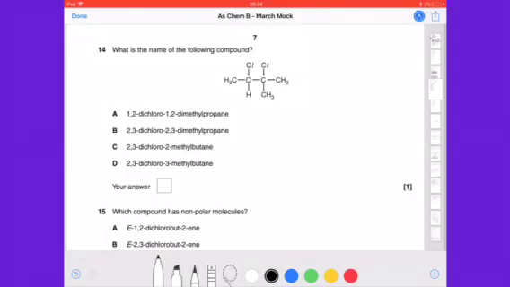Okay, with question 14 here, the easiest thing to do is to identify the longest carbon chain in the molecule first, which is this here. Then everything else coming off that is a side chain, so we've got 2 chlorines and a CH3 group here, all of which are side chains. Because there's 4 carbons in the main chain, that makes the name of the molecule based on butane, and for that reason that narrows it down to C and D.